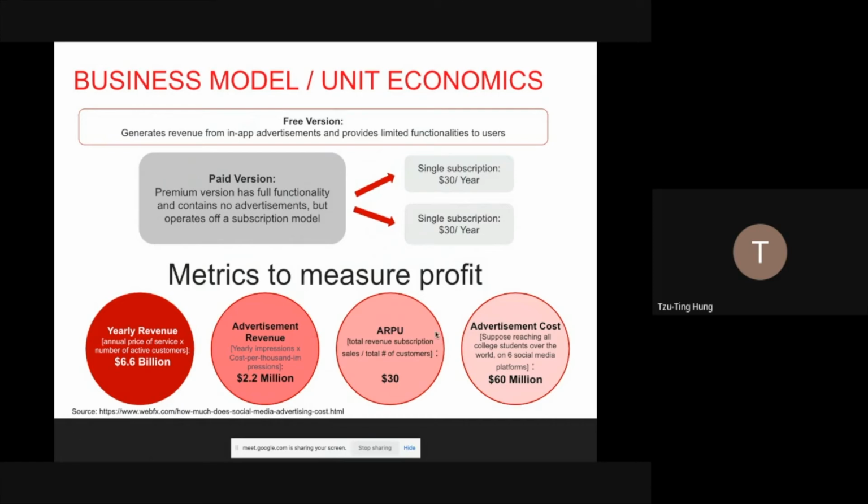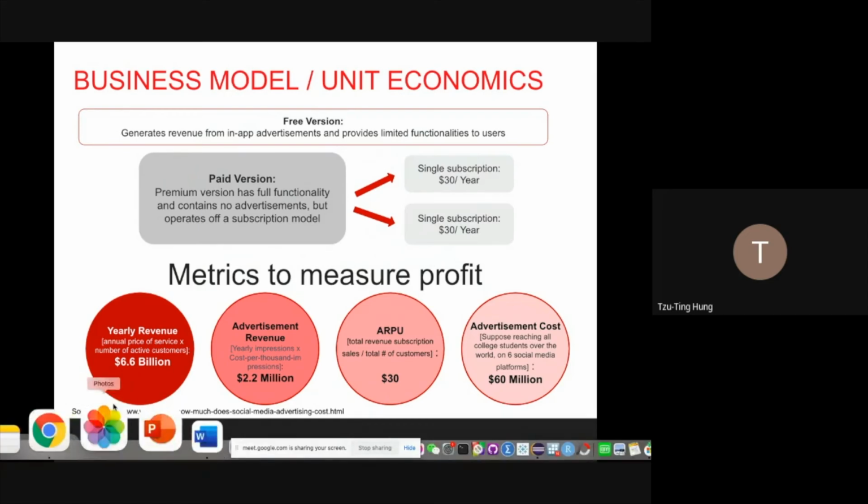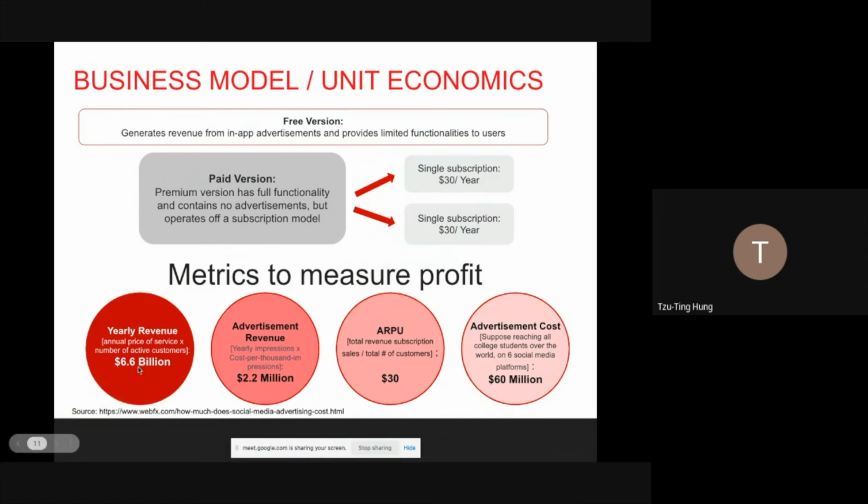And below are some metrics to measure the profit. The first one is yearly revenue. It is calculated by 220 million multiplied by the $30 yearly subscription fee. So it is just roughly estimated, since, like I just said, we did not include people who have graduated from school for several years and decide to go back to school.